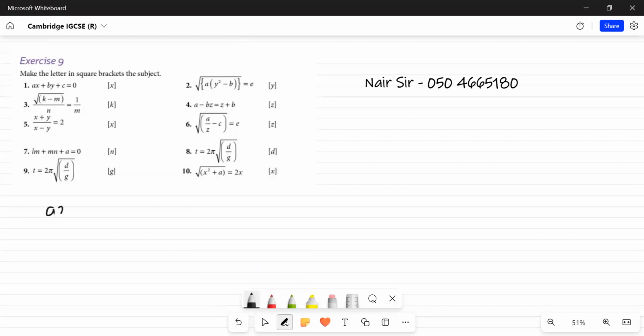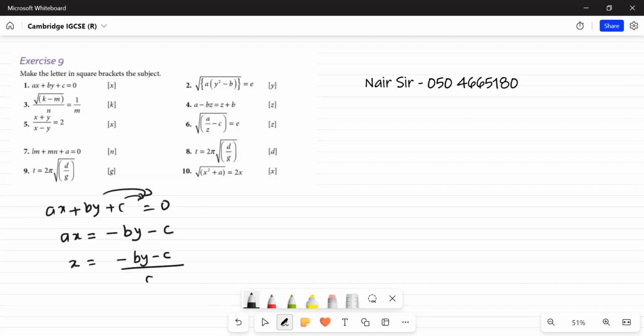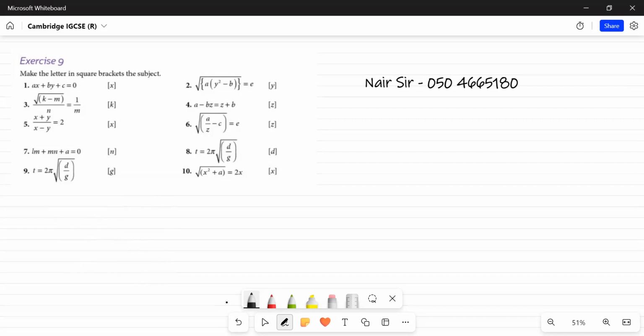So ax plus by plus c is equal to 0. Ax, all this goes to this side, so it becomes minus by minus c. A is multiplied to x, so what is the opposite of multiplication? Division. Minus by minus c upon a. That's my answer. Okay, let's look at the second one. Second one is interesting.